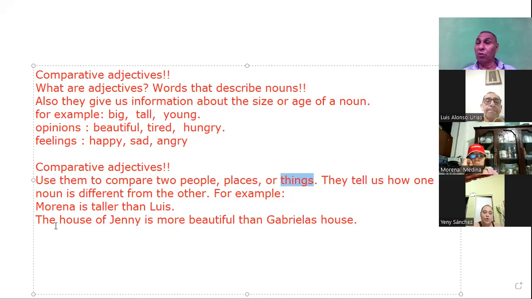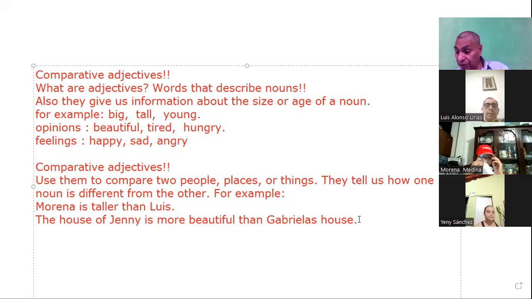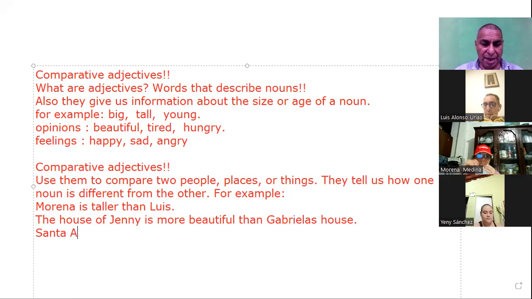Yes? More beautiful. More beautiful than Gabriela's house. The house of Jenny is more beautiful than Gabriela's house. Entonces estoy usando la palabra more y beautiful y than para comparar. Ese es el comparative adjective que estoy usando en este momento. ¿Ya? Yeah? ¿Estamos bien hasta ahí? Yes. Yes. Ok.